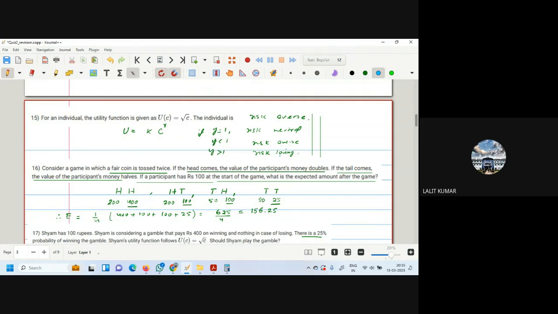Okay, already they are given. For an individual, the utility function is root C. So root C is C to the power 1 by 2, which is less than 1. Therefore, he is a risk averse person.